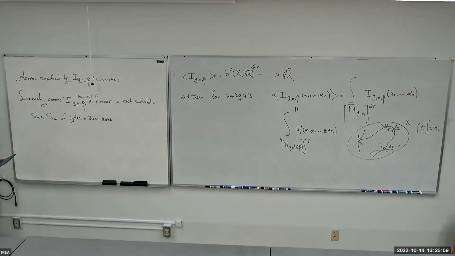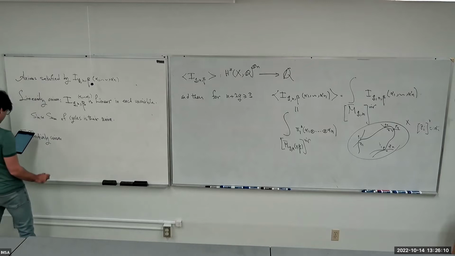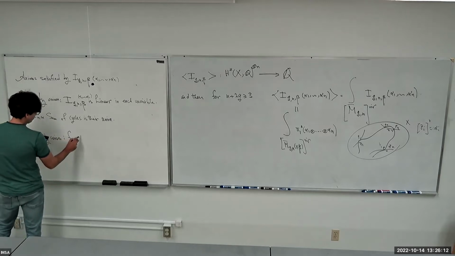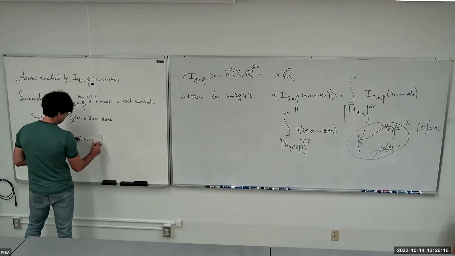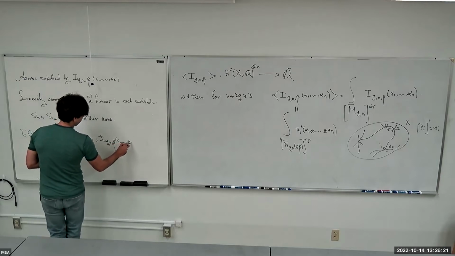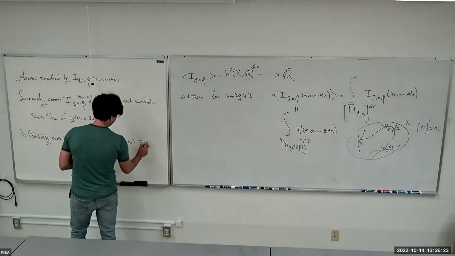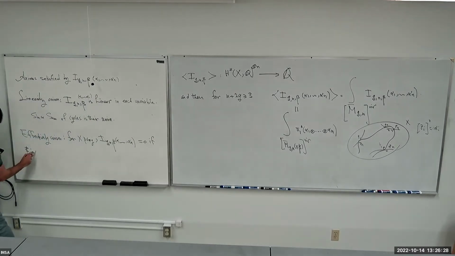What else? Effectivity axiom. For X projective, I_g,n,beta is zero if beta is not an effective curve class.